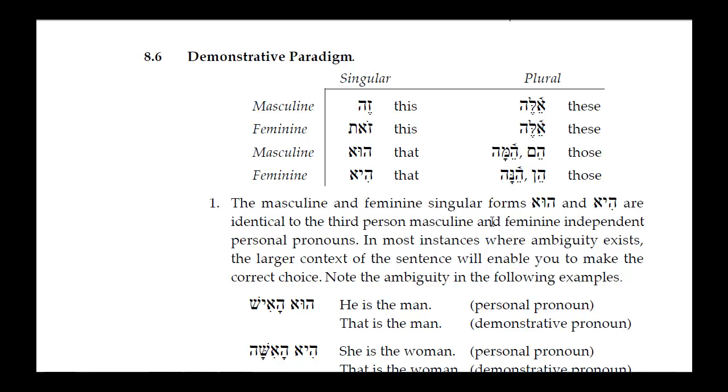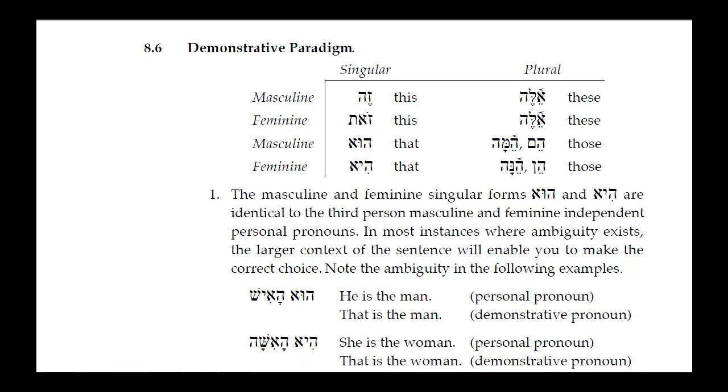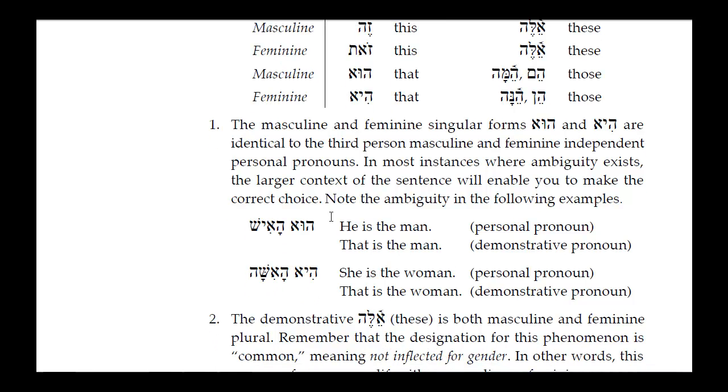Now the masculine and feminine singular forms of hu and hi are identical to the third person masculine and feminine independent personal pronouns. Like I said, in most instances where ambiguity exists, the larger context of the sentence will enable you to make the correct choice. Now let's look at some examples here, okay? Note the ambiguity in the following examples. Okay, we got hu ha'ish. He is the man. Okay, hu is being used as a personal pronoun here. He is the man. Well, it also could be that is the man. So it could be either one.